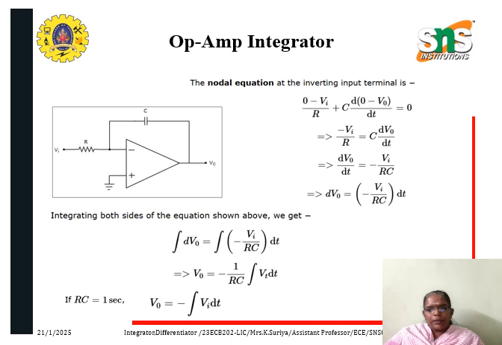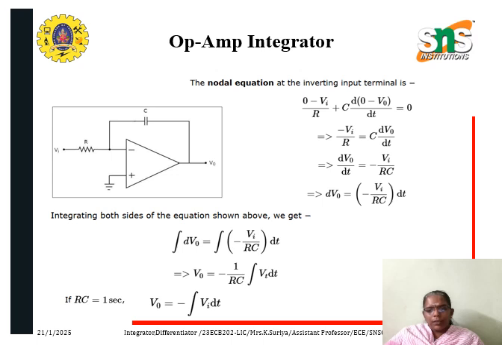So now let us write the nodal equation at the inverting input terminal, which is (0 minus Vi) divided by R plus C into d(0 minus V naught) by dt is equal to 0. So we'll get minus Vi by R is equal to C into dV naught by dt. dV naught by dt is equal to Vi by RC with a negative sign. So dV naught is equal to minus Vi by RC into dt.